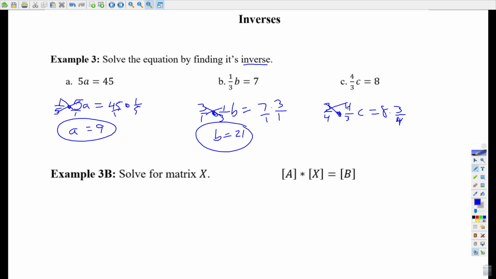And again, these will cancel. You end up getting 12 over 12, or just 1C. And then over here, you can get 24 over 4, which is 6. So they're doing the same thing, solving for matrix X by multiplying by its inverse. It's the same kind of idea.